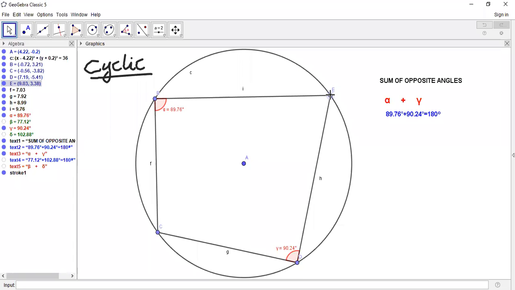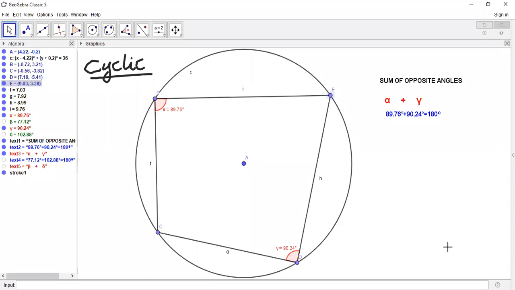If the sum of 2 angles is 180 degree, such angles are known as supplementary angles. Very nice. Therefore, the very important property of cyclic quadrilateral is that opposite angles are always supplementary. That means sum of opposite angles is always 180 degree.